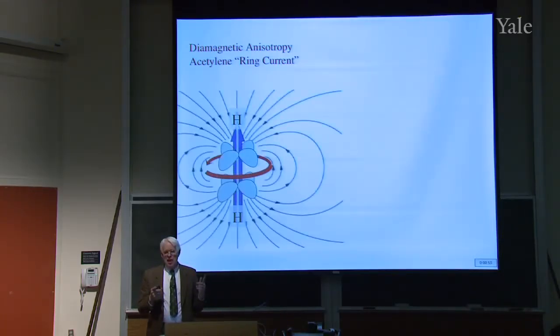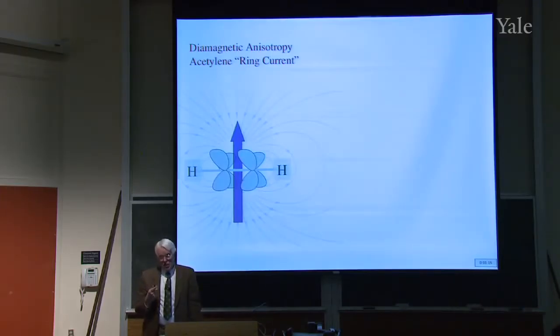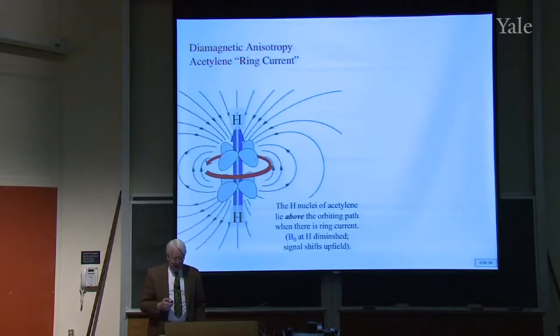How is this different from the case in aromaticity, do you see? When it was benzene, it could circulate when the molecule was flat, right? And the hydrogens were out here. Now it circulates when the molecule is oriented this way and the hydrogens are above the middle. So the lines of force go exactly the opposite direction. But as in benzene, when you turn the molecule, you don't have the path for circulation. So it's diamagnetically anisotropic. It goes one way and not the other. This is the way that wins, and the nuclei of acetylene lie above the orbiting path where there is ring current. So the applied field is diminished and the signal shifts upfield rather than downfield.